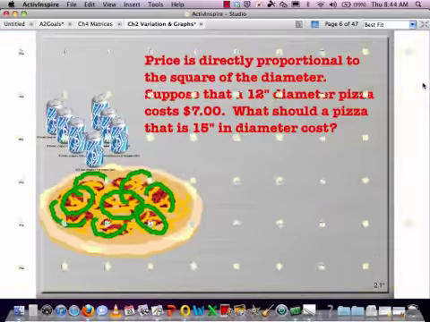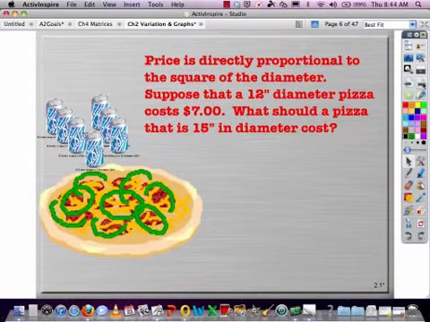up. Last one. In a real-world problem, here's a pizza problem, look at it, that price varies directly with the square of the diameter. Look at what's here. I want you to work this one out, and we can talk about it and see how well you understand direct variation as part of class.